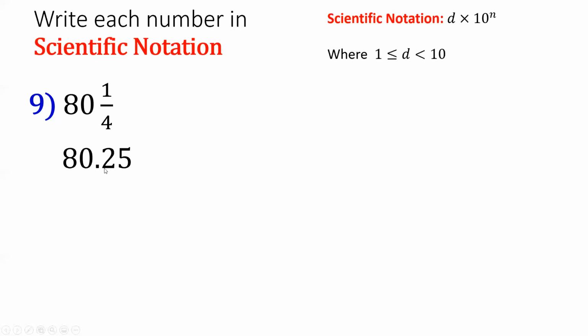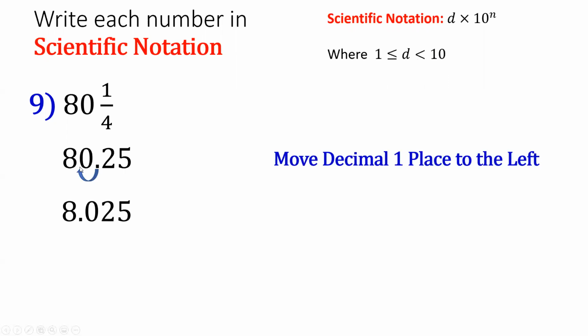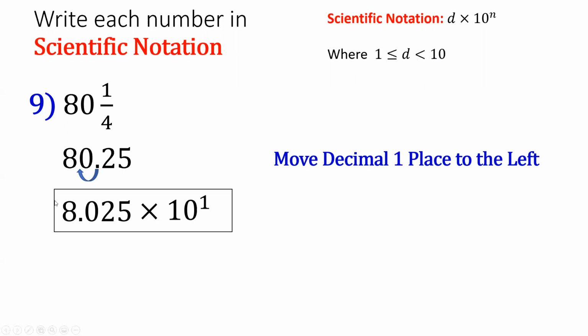And now that I have the number, I can clearly look at my definition. This is not between 1 and 10. 80 is obviously bigger than 10. So I need to move that decimal point to the left 1 place so that we get the number 8.025. Since I moved the decimal place 1 to the left, we made the number smaller, so our exponent has to become bigger. And we moved it 1 place to the left, so it's going to be a positive 1. This is your final answer, so you box that, and you're done with number 9.